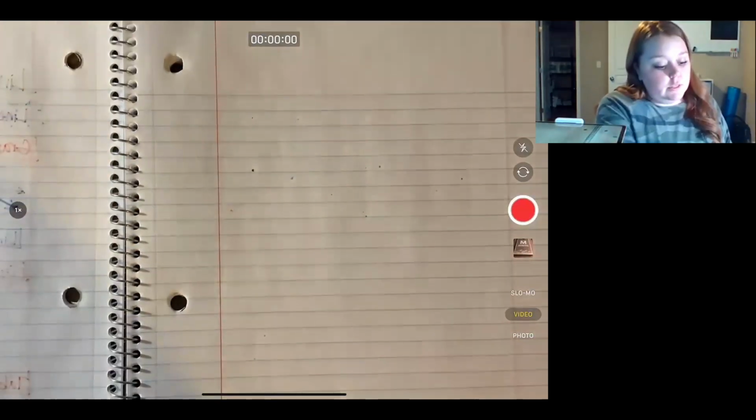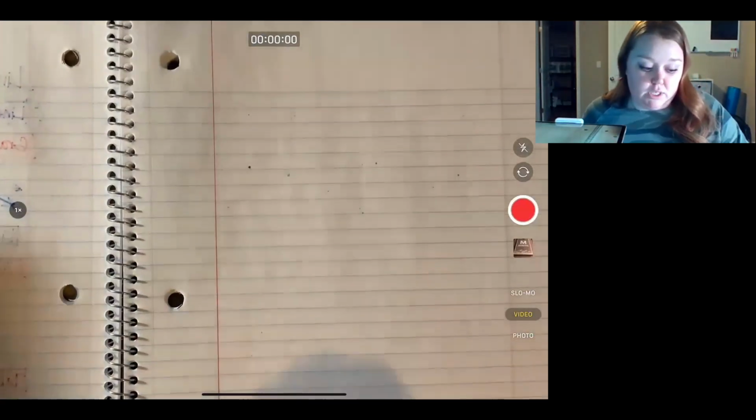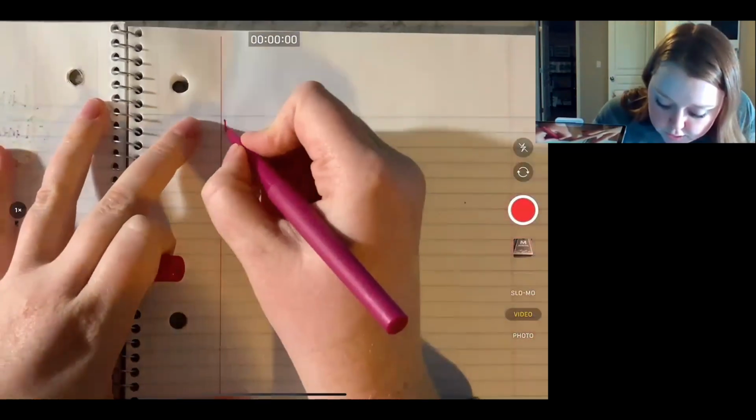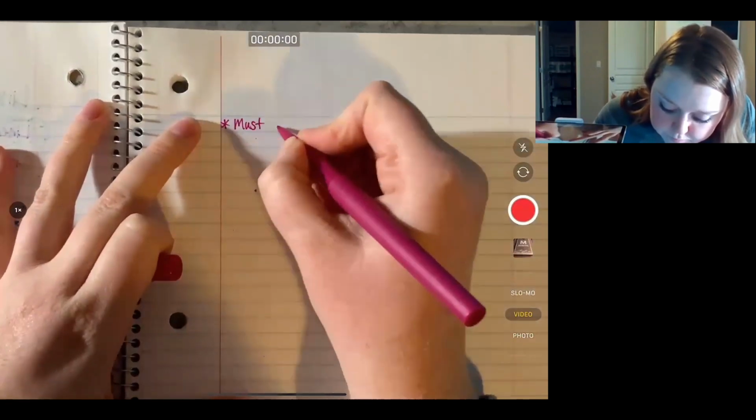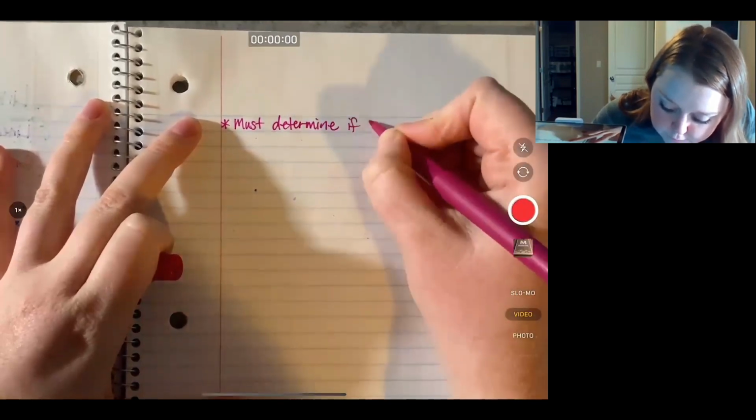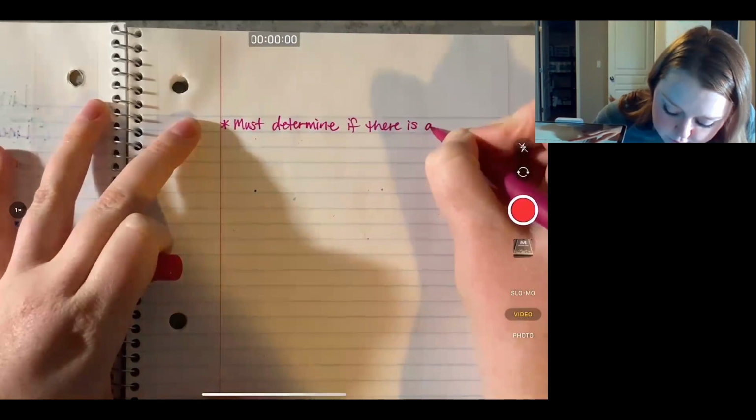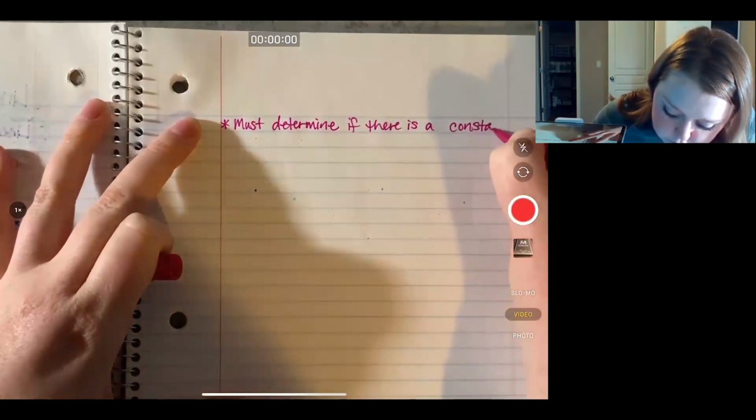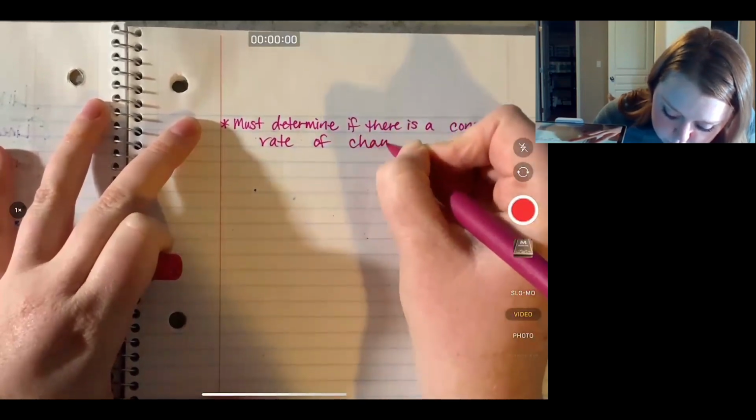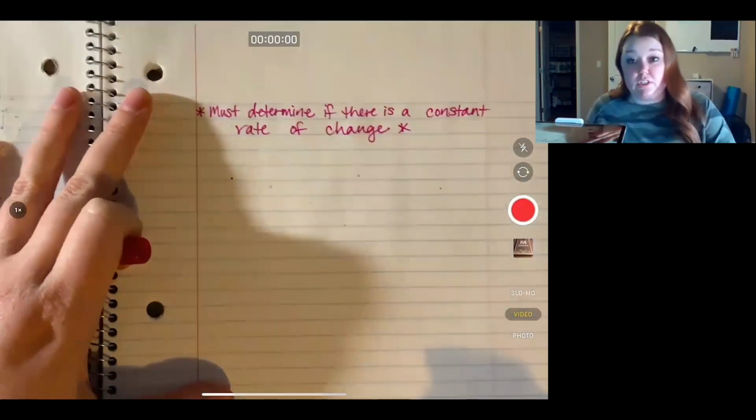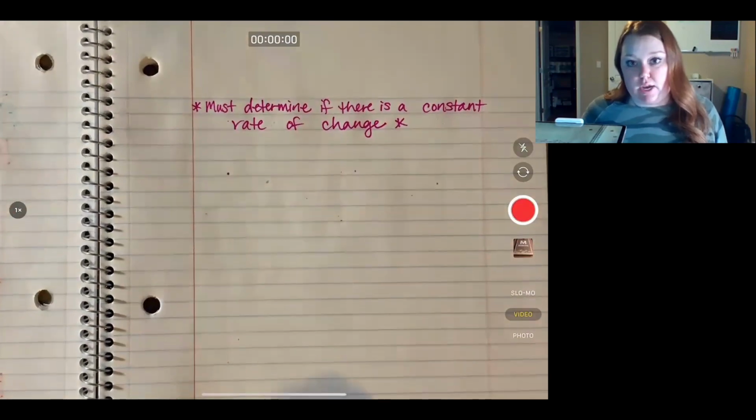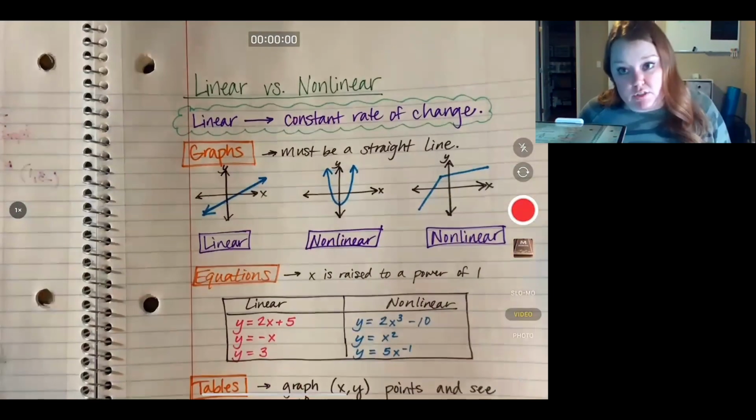So this is where we're really going to get into what a rate of change means, a constant rate of change. So here's the key here. Must determine if there is a constant rate of change. So that's what I'm going to teach you on this page, is how to determine if a table has a constant rate of change. Okay, so if a graph is straight, there's a constant rate of change.